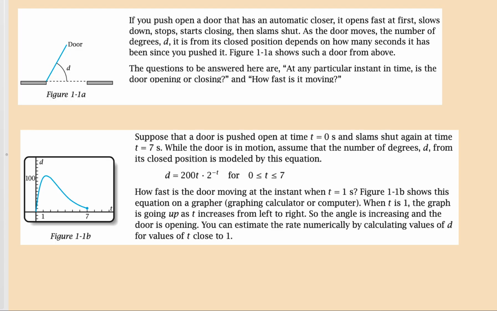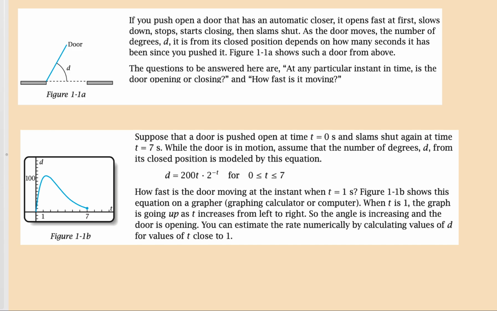All right, so let's discuss this demonstration. If you push open a door that has an automatic closer, it opens fast at first, then slows down, stops, starts closing, and slams shut. As the door opens, the number of degrees D it is from its open position depends on how many seconds it has been since you pushed it.